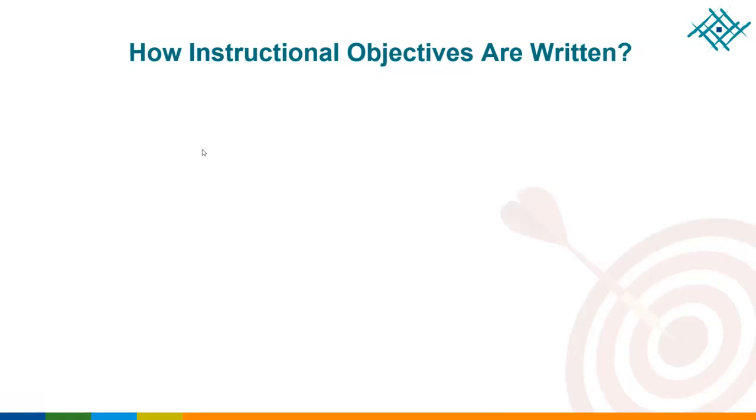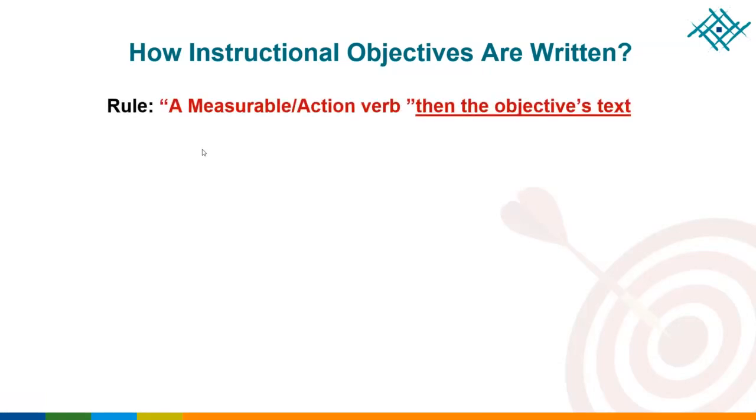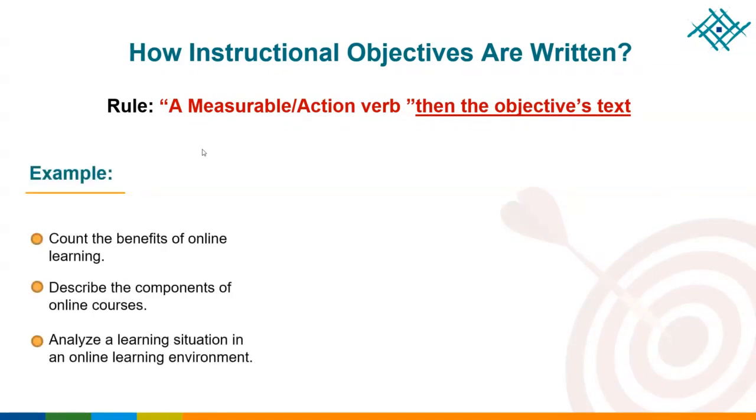How are instructional objectives written? Well, a measurable action or verb, then you write the objective text. Then you need what we call a measurable verb. Example, count the benefit of online learning.